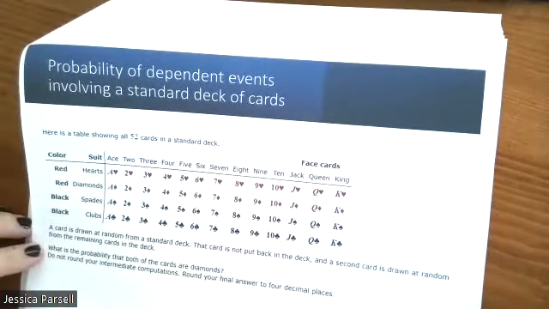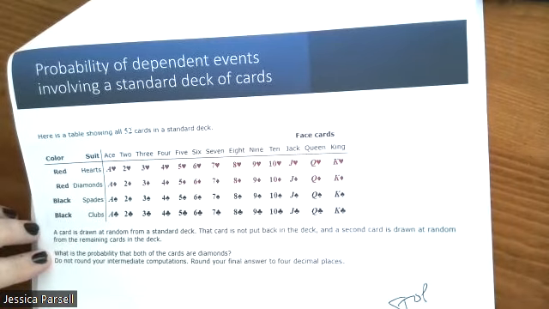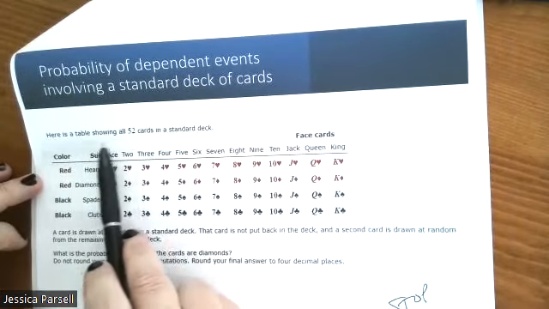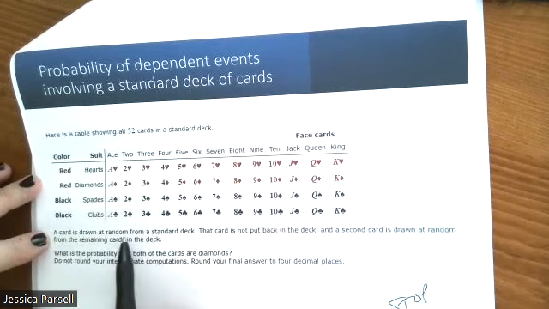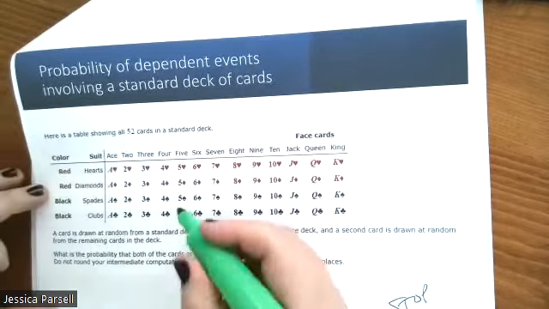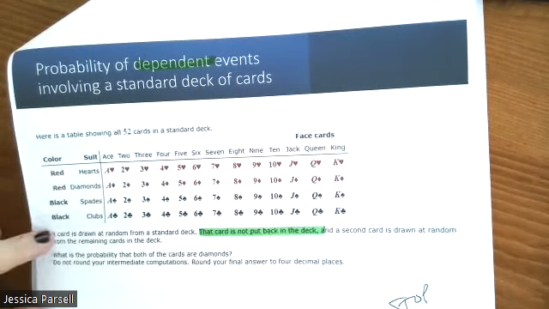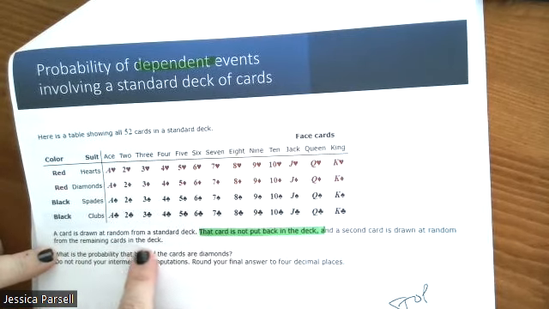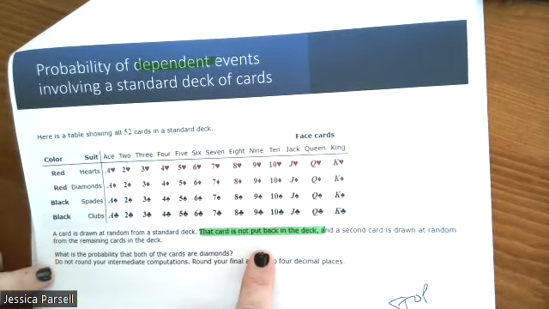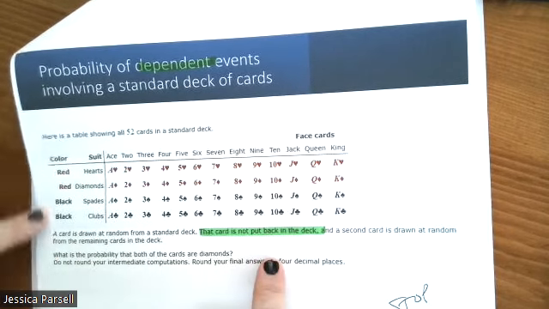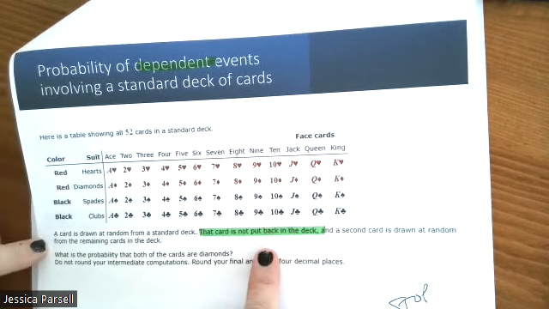Well, you'll be happy to know this is our last problem in this video. We're going to stop here. Okay, here's a table showing all 52 cards. A card is drawn at random from a standard deck. That card is not put back in the deck. Okay, that's going to make this dependent. A second card is drawn at random from the remaining cards. So this is one of those givens, and it's going to be dependent because that denominator is going to change. Once you pull a card out, when you start with 52, your next denominator is going to be 51. So keep that in mind. What's the probability that both of the cards are diamonds?